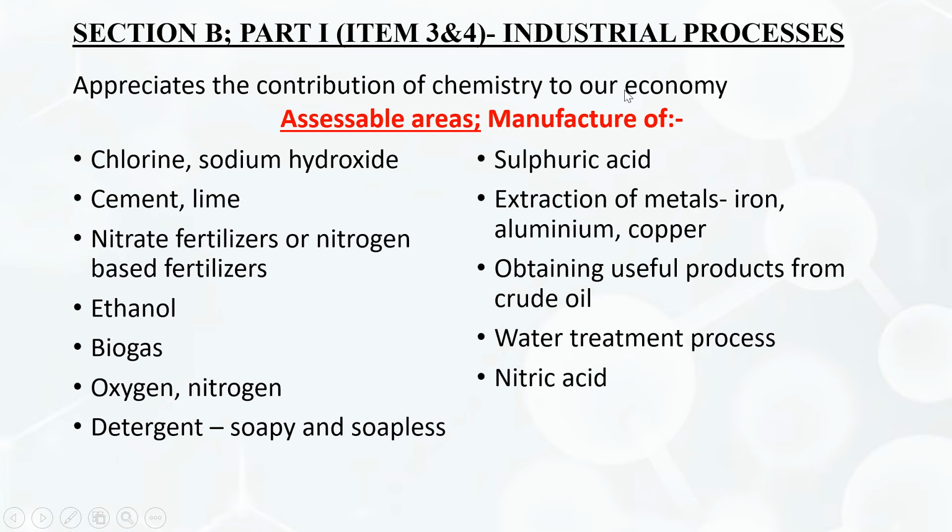Don't forget in senior 1 we looked at oxygen, and then water treatment, and then separation of air components. You see, in senior 1 we have around 3 production or industrial processes. Let me just talk about a few of them, but I believe we can list them and have them faster. So we have chlorine and sodium hydroxide, we have cement and lime, nitrate fertilizers. Please, this question normally comes when they want us to manufacture nitrogen-based fertilizers.